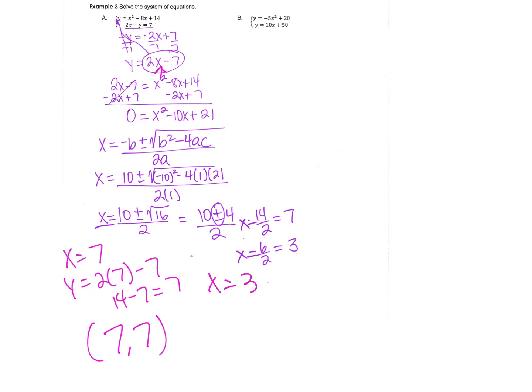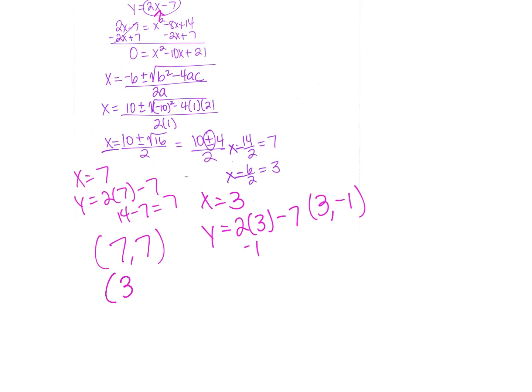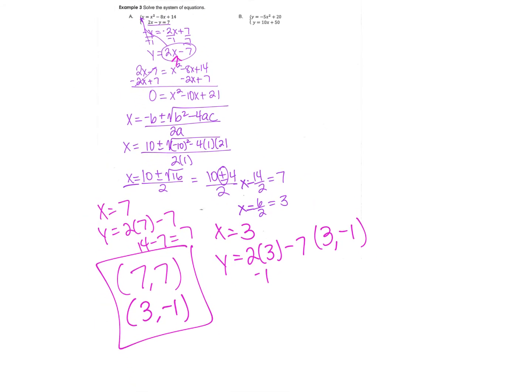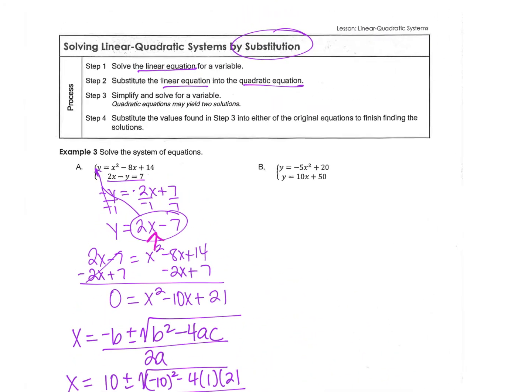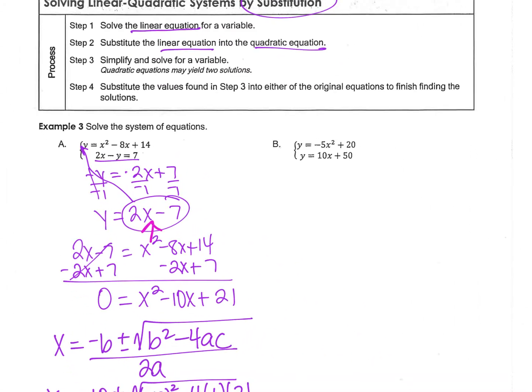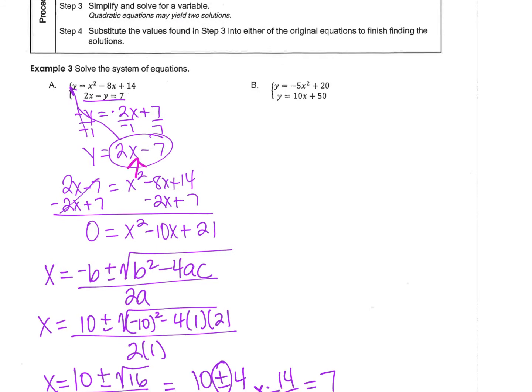When x is 3, I need to substitute it in. So that's y equals 2 times 3 minus 7. So that's 6 minus 7, which is a -1. So there's my other point, 3, -1. So I found both solutions. If you were to graph it, those should be your 2 points of intersection. So this is just another way of solving a system, a linear and quadratic system. You can use whatever method you want to solve your quadratic equation.